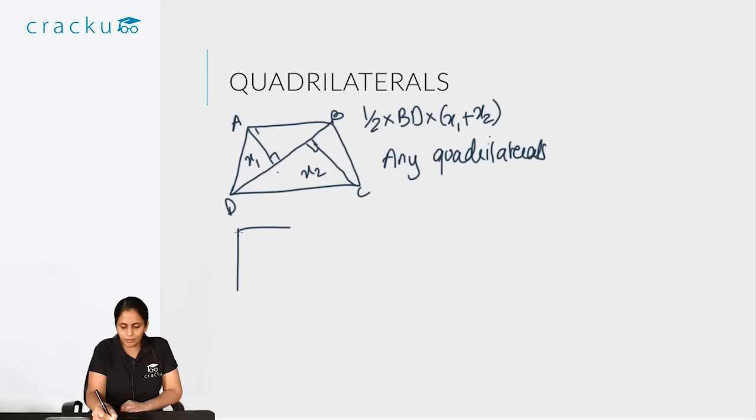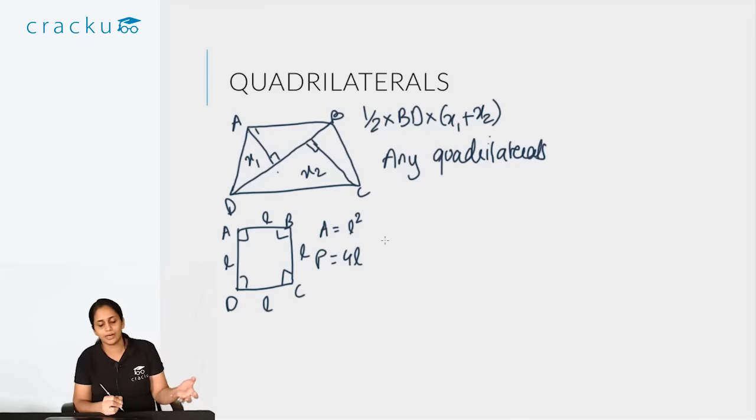The basic quadrilateral that everybody will be familiar with is the square. In a square, all the internal angles are 90 degrees and all the lengths are the same. In this case, the area of the square is L square and the perimeter is 4L.